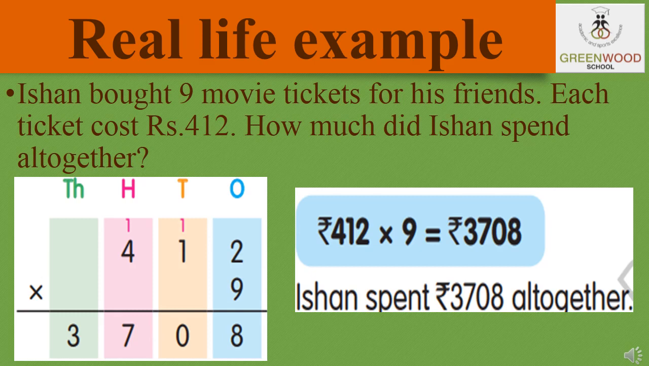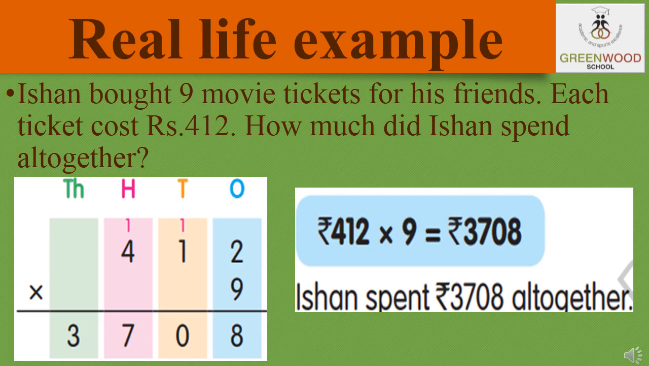412 into 9. So first 9 will multiply with 2. 9 2s are 18. 8 in the place of ones, while 1 will go on the head of tens. Now 9 ones are 9. 9 plus 1, 10. So 0 in the place of tens, while 1 will go on the place of hundreds. Now 9 fours are 36, and 36 plus 1, 37. But here we will not carry any number. Why? Because after 4 there is no number. So 37 will be written down.